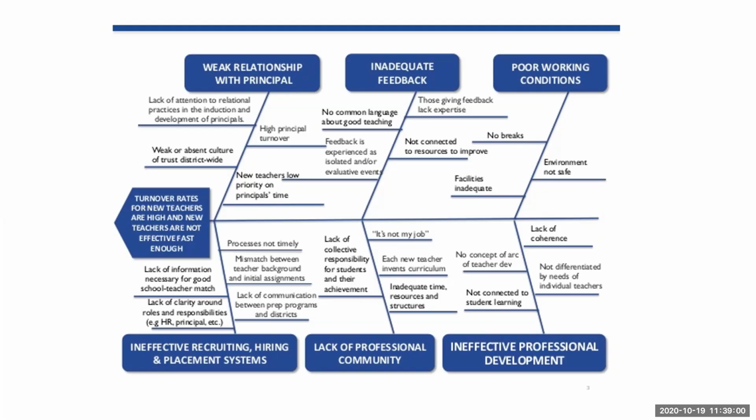You could also get to this by just brainstorming, and then categorizing. So you might brainstorm and find, for instance, if we look at lack of professional community, that some people mentioned there's not collective responsibility, others said it's not my job, others mentioned that they have to invent new curriculum every time, other people mentioned inadequate time, resources, and structures, and those all got grouped together through affinity mapping into a cause of lack of professional community.